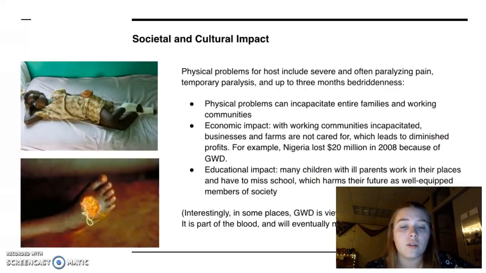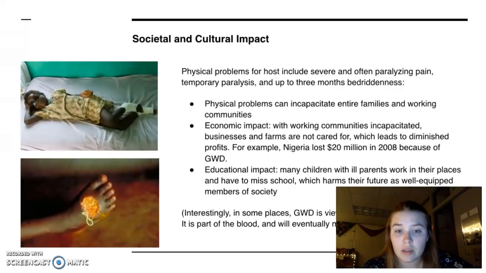As for societal and cultural impact, the physical problems for the host include severe and often paralyzing pain, temporary paralysis, and up to 3 months of bedriddenness. So this is bad enough for an individual, but when it happens to an entire family or a working community, it really, really cripples them. They are able to do very little.